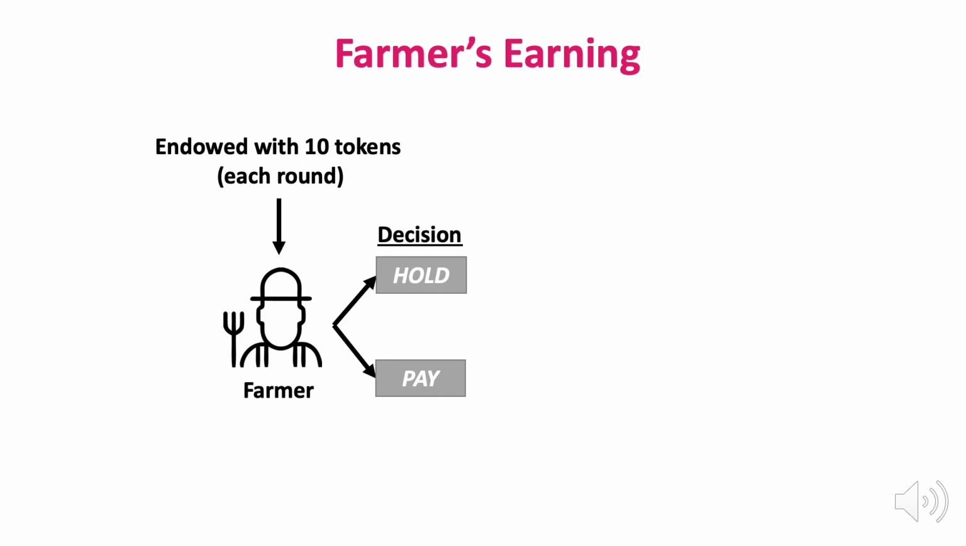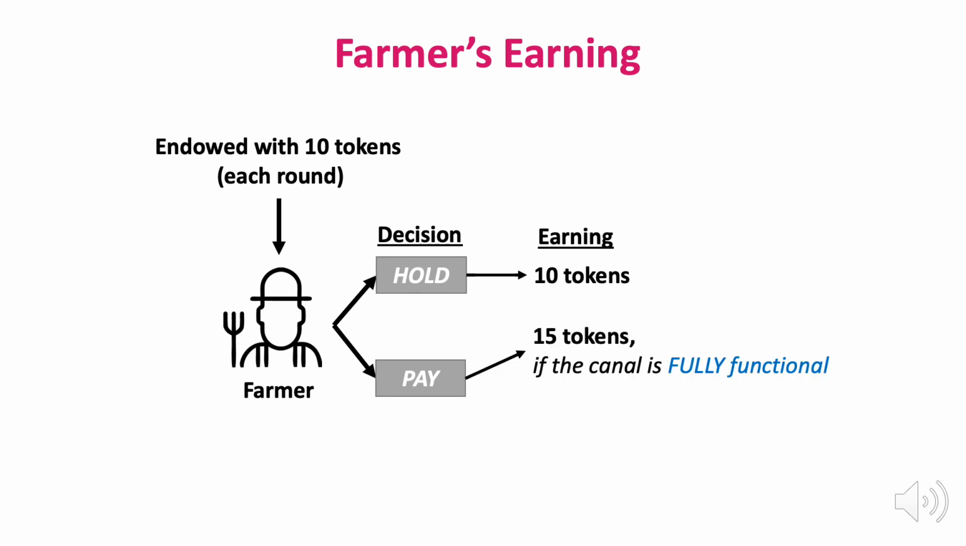If a farmer decides to hold the 10 tokens and not pay, the farmer will just earn 10 tokens. If a farmer decides to pay the 10 tokens to the provider, then there are 2 possible outcomes. When the irrigation infrastructure is fully functional, the farmer will earn 15 tokens. Otherwise, when the irrigation infrastructure is minimally functional, the farmer will earn 5 tokens.